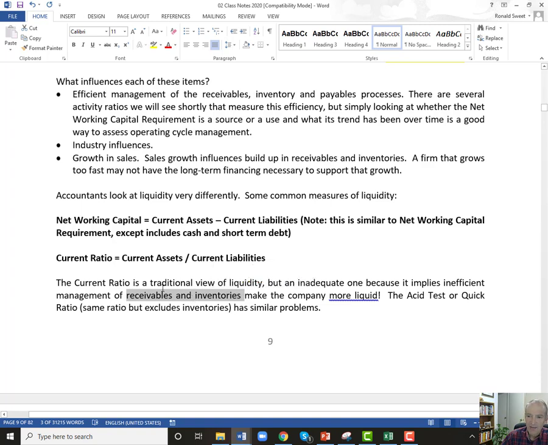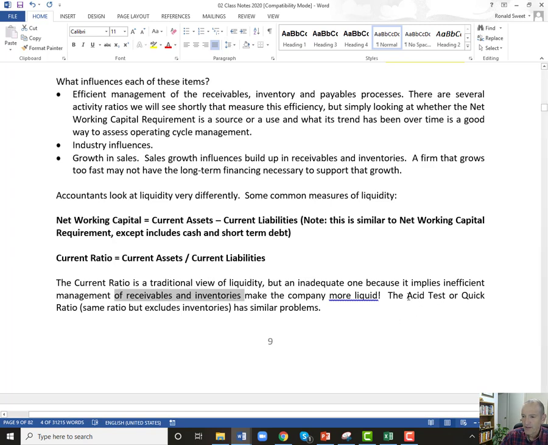Finance says the exact opposite. We don't want receivables in inventory. Those are extremely illiquid. That's cash we don't have because we spent all this money on inventory and now it's just sitting there waiting to be sold. That's a cash drain. Our receivables, we sold all this stuff to our customers, but they haven't paid us yet. That's an illiquid thing that harms us.